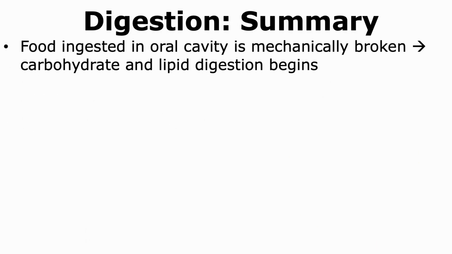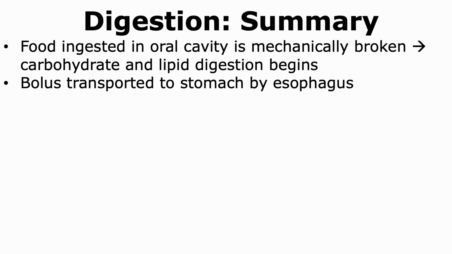To summarize the whole process of digestion in vertebrates like humans, it begins with the food being ingested in the oral cavity, where it is mechanically broken through the process of chewing. Within the oral cavity, the process of digestion begins with carbohydrates being broken down by the saliva. The bolus that is thus formed is transported to the stomach through a tube-like structure called the esophagus, which moves the bolus through peristalsis.